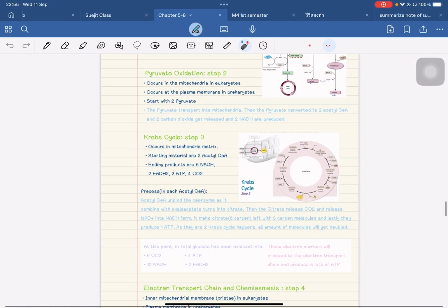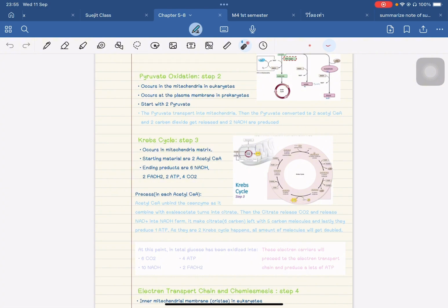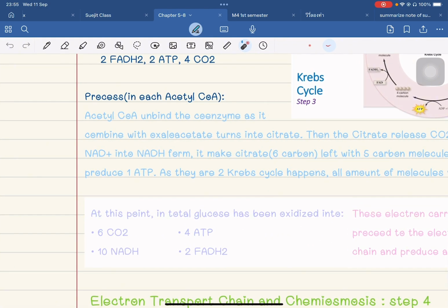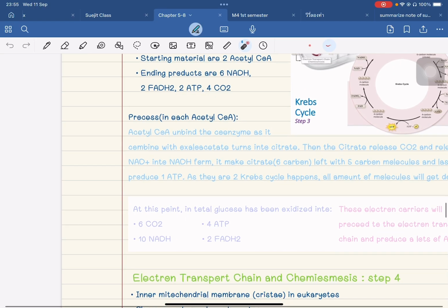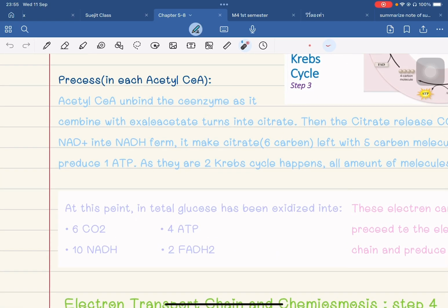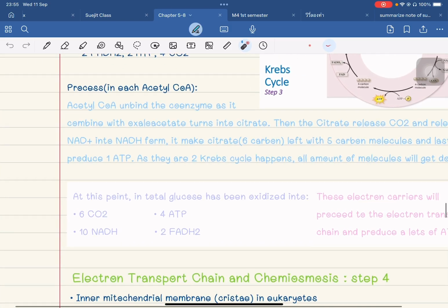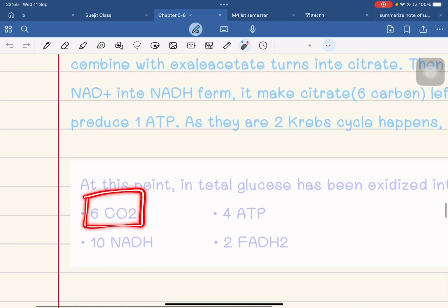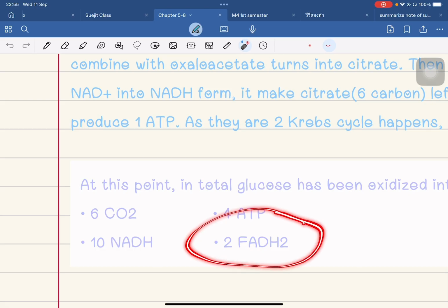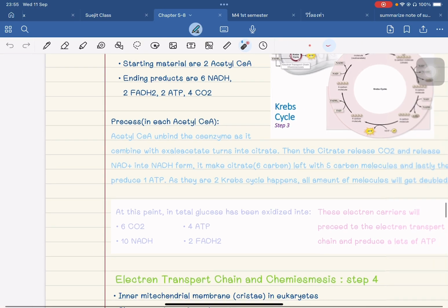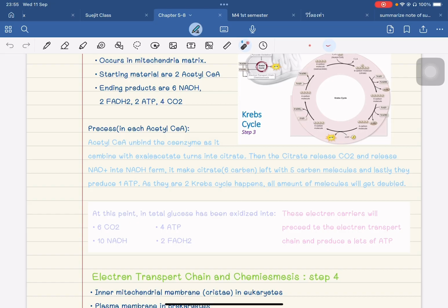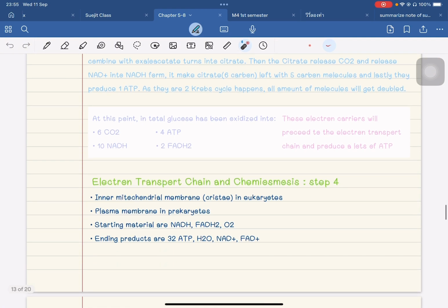So at this point, after going through 3 steps, we look at the total molecules that glucose has been oxidized into. First, we have 6 carbon dioxides, 4 ATP, 10 NADH, and 2 FADH2. These electron carriers will proceed to the electron transport chain, then produce a lot of ATP later.